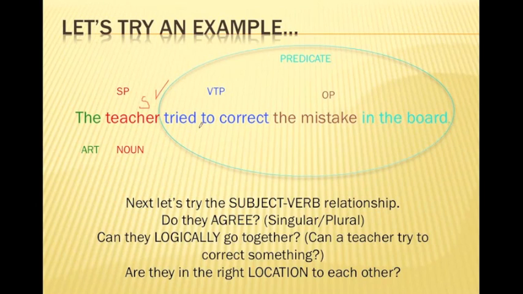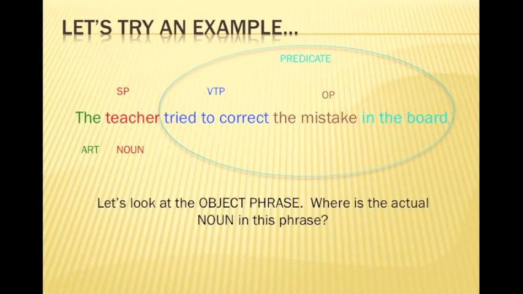Location seems fine. Obviously, the verb usually follows the subject. And can they logically go together? So for example, can a teacher correct something? And of course, teachers correct things all the time. So that does seem to be logical as well. So far, again, things look pretty good.